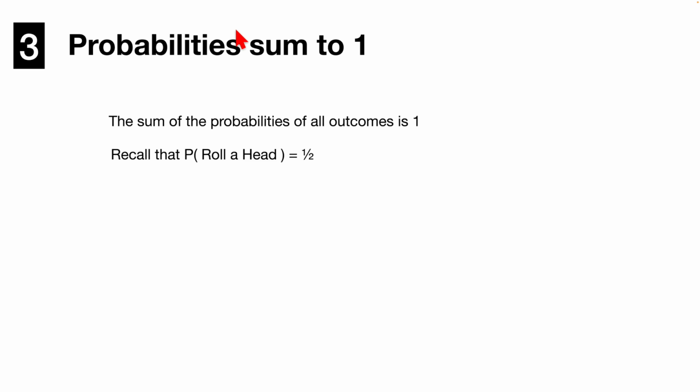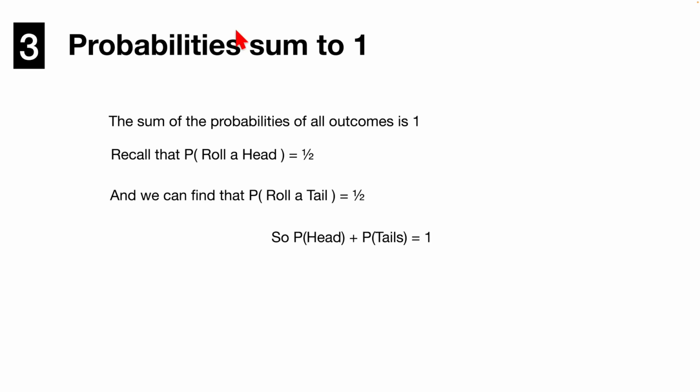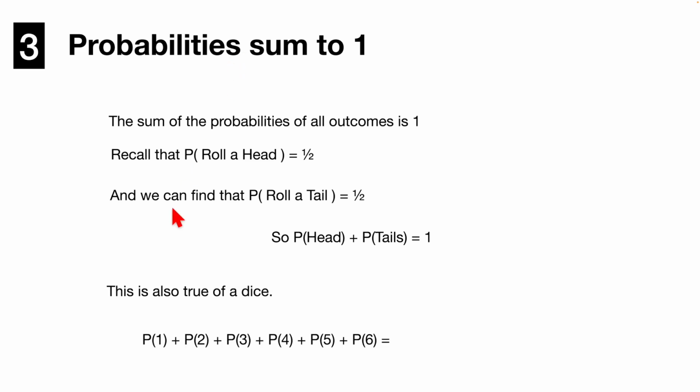Recall that the probability of a head is a half. And we can also find that the probability of rolling a tail is a half. So the probability of head and the probability of tails add up to 1. This is also true of a dice. The probability of throwing a 1 or a 2 or a 3 or a 4 or a 5 or a 6, if you add those up, each one of those is a sixth. One way of throwing a 1, 6 possible outcomes. Add them all up, that equals 1.